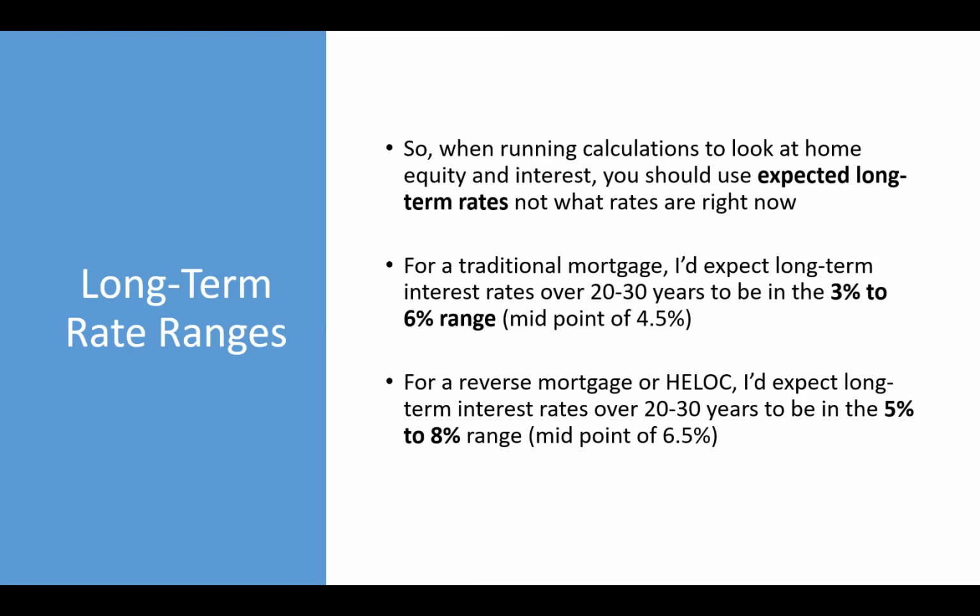So for long-term rate ranges, I would suggest when you're running calculations that you use expected long-term rates, not what the rates are right now. So for a traditional mortgage, your A-level top-rated mortgage, I'd expect something in the 3 to 6% range over 20 to 30 years makes sense, based on where the economy's at and based on what's happened in the last 20 to 30 years in Canada. And so the midpoint of that is 4.5%.